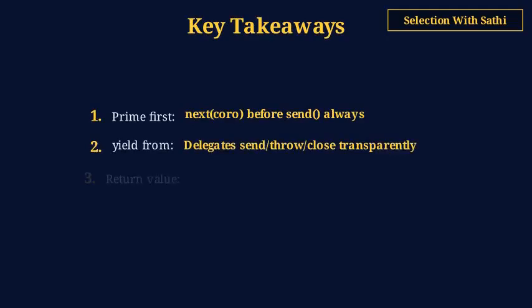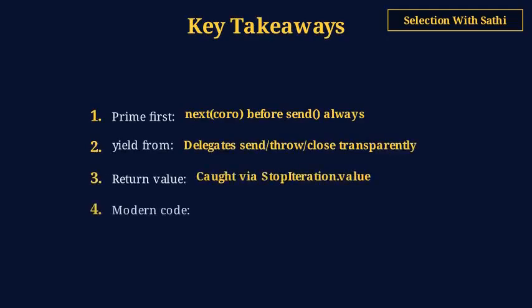Key takeaways on classic coroutines. Always prime a coroutine with next or send of None before sending real values. Use yield from to delegate to subcoroutines. It captures the return value automatically. Wrap yield in try except to handle exceptions thrown in via throw. Classic coroutines are the foundation for async and await. Understanding them will deepen your knowledge of modern async Python.